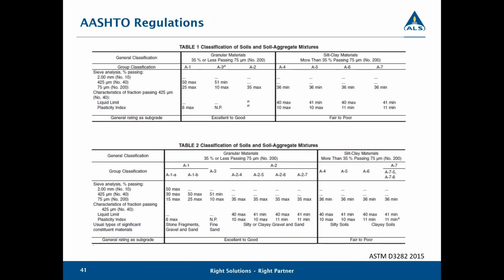So, for example, this is the classification of the different aggregates for roadways. If it's in the excellent to good ranges here, you have so much passing your 0.425 mm range needs to be 50% max. Your 75 micron needs 25% max. Then it is considered an excellent to good material compared to other materials, which could be lower classes down here, which are your silt and clay materials that could easily be damaged or washed out.